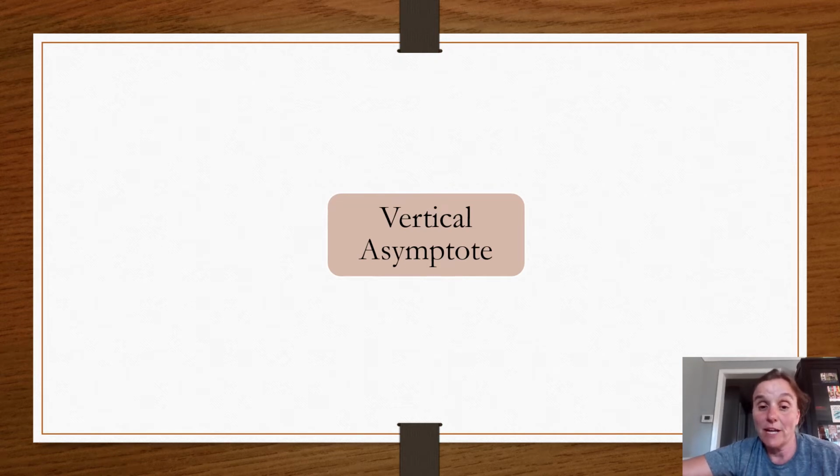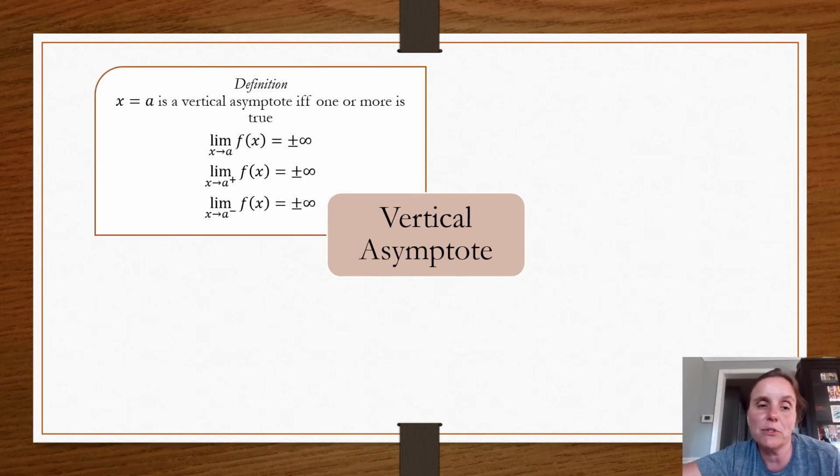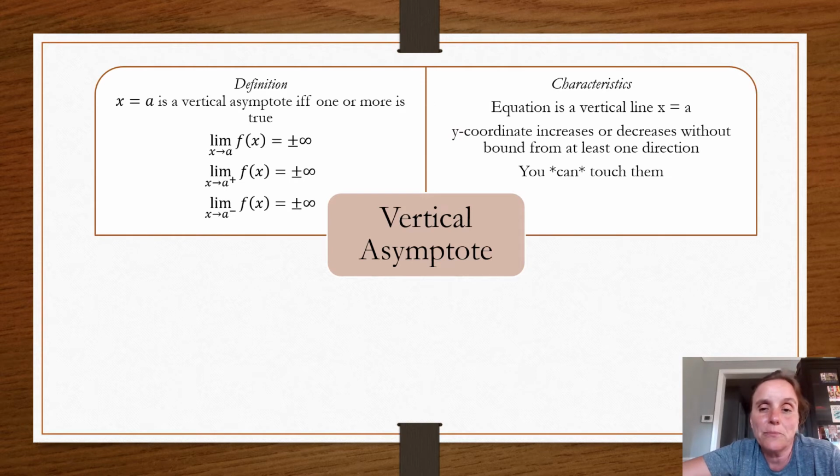So first we're going to define vertical asymptote, and we're going to be very thorough in this definition. x equals a is a vertical asymptote if and only if one or more of the following is true. If the limit as x approaches a is plus or minus infinity, or if the limit as x approaches a just from one direction, either the positive or the negative direction, is plus or minus infinity, then you have a vertical asymptote.